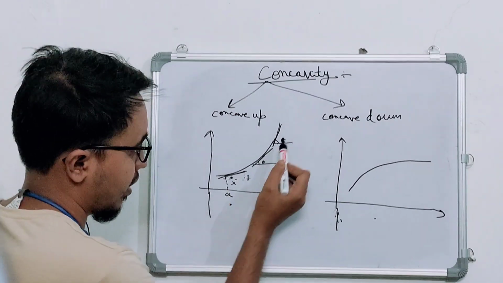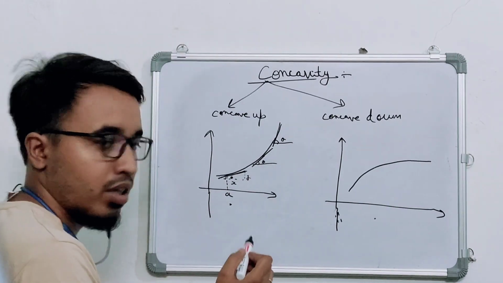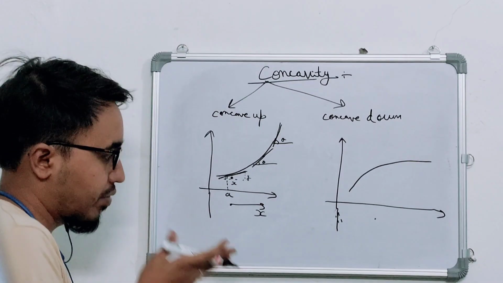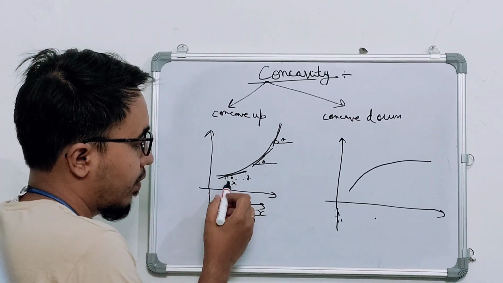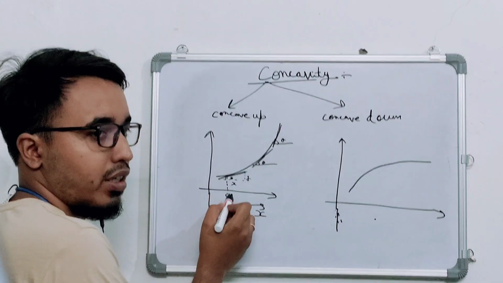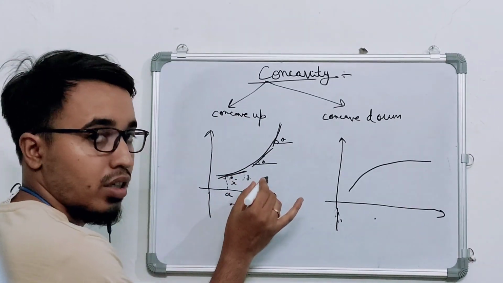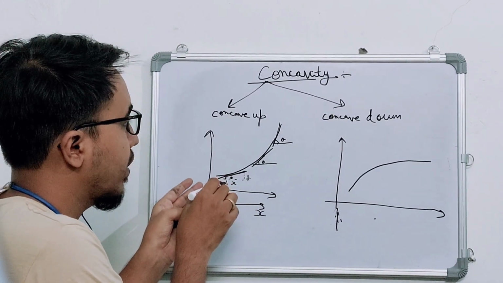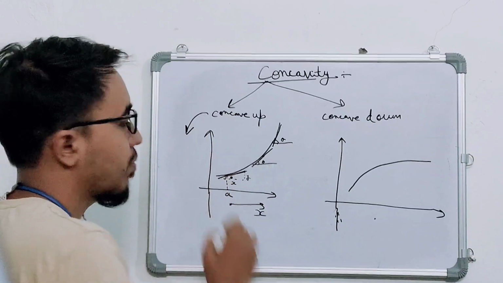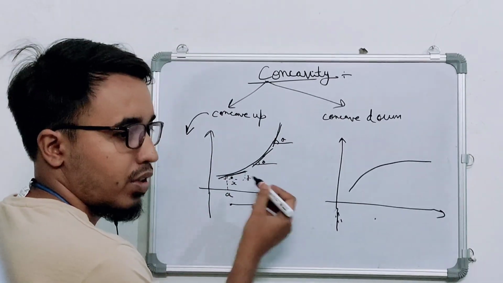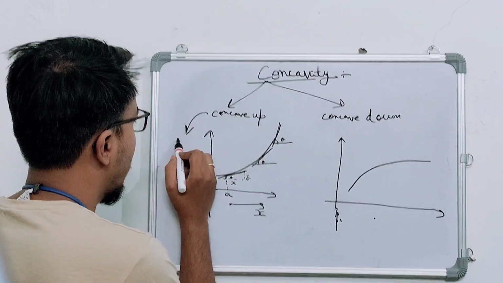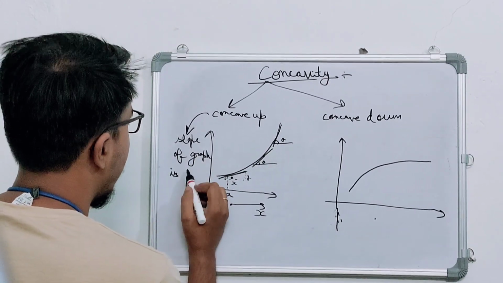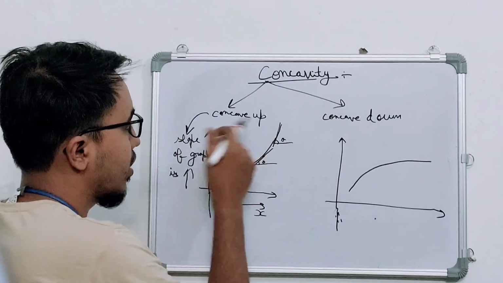So what you see is that theta is increasing. That means tan theta is increasing. That means the slope of the graph is increasing as we move towards the right on the x-axis. As we move towards the positive x-axis, the value of the slope at every point is increasing. Okay, so if this is happening, then we call it concave up. So in concave up, the slope of the graph is increasing. The slope of the graph is increasing in concave up.